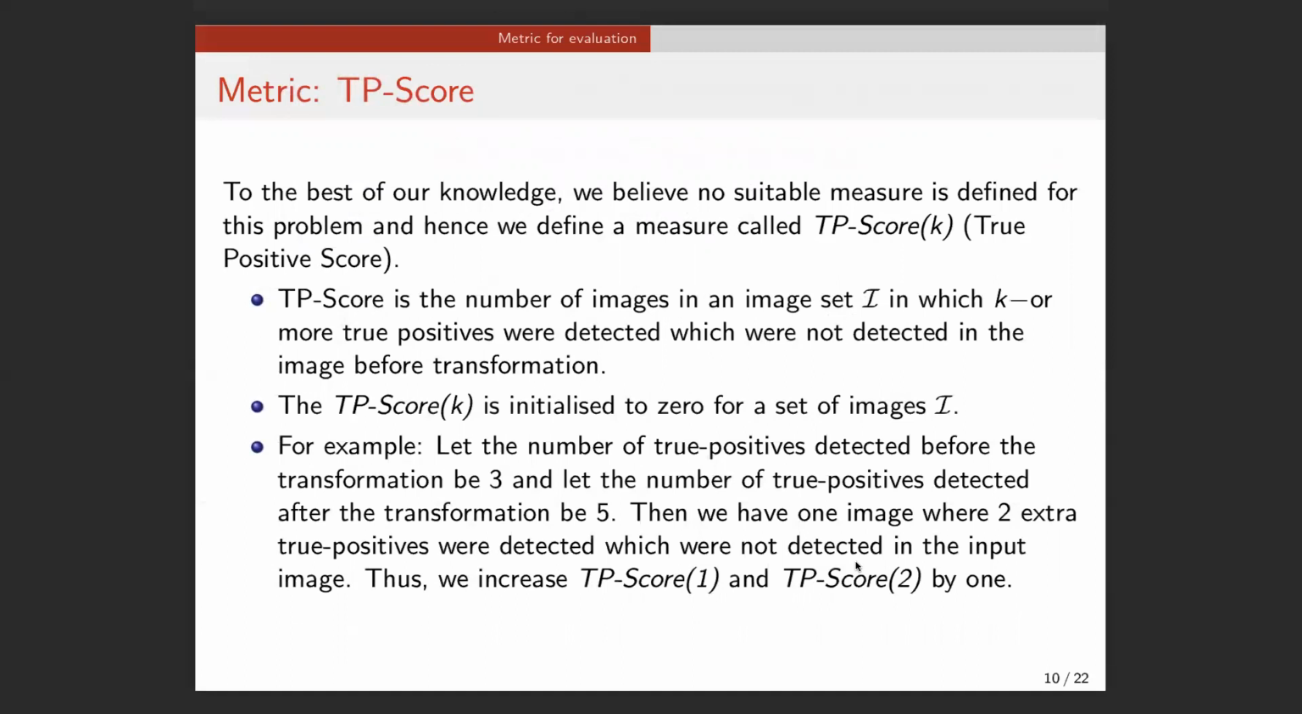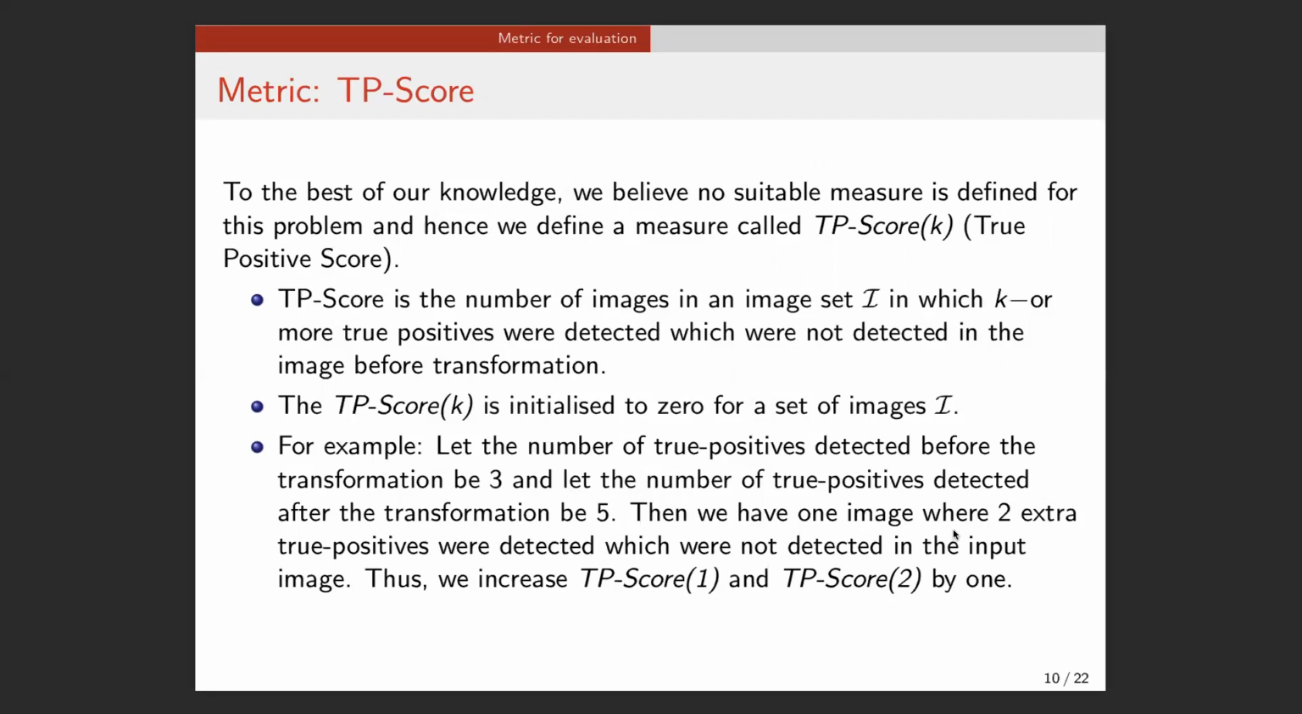We define the metric we have used to evaluate ObjectRL in this slide. To the best of our knowledge, we believe no suitable measure is defined for this problem, and hence we define a measure called TP score of K, or the true positive score. TP score of K is the number of images in an image set I in which K or more true positives were detected which were not detected in the image before the transformation. The TP score of K is initialized to 0 for a set of images.